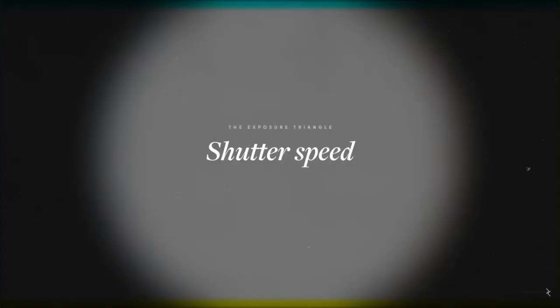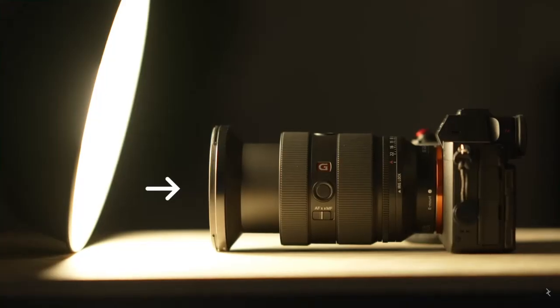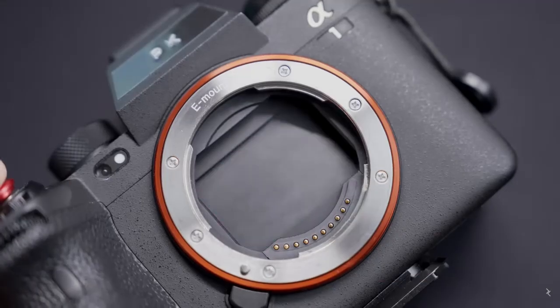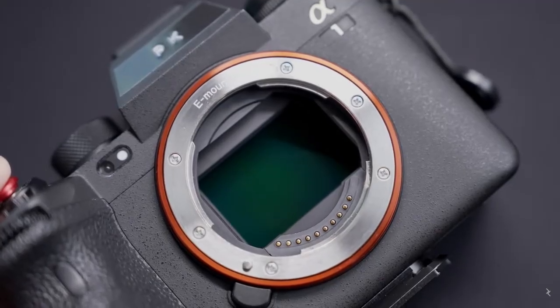Now, let's talk about the first component of the exposure triangle, shutter speed. When we take a photo, light comes through the end of the lens, hits the shutter, and then hits the sensor. The shutter is the thing in front of the sensor that opens and allows the light to come through onto the sensor, and then it closes, making our exposure. The faster the shutter speed you have, the faster that shutter opens and then closes. And this means that less light is able to make its way onto the sensor because it's open for less time. Now, the slower shutter speed you have, the longer the shutter is open for, and the more light is then able to make its way onto the sensor.